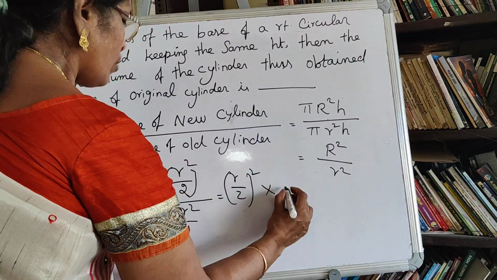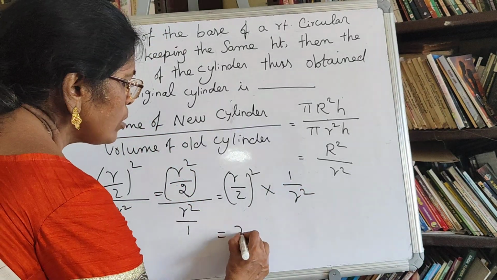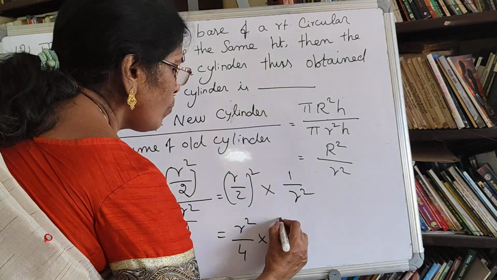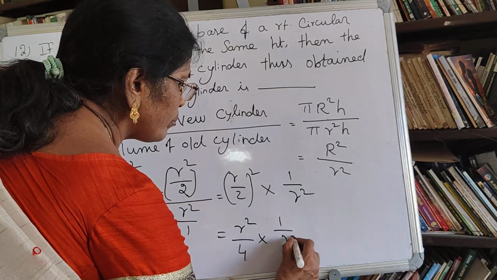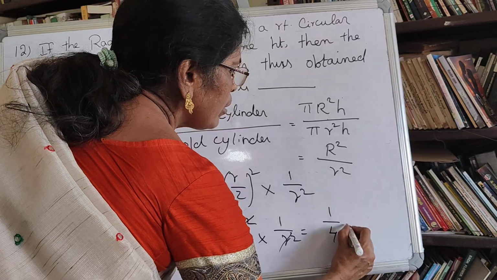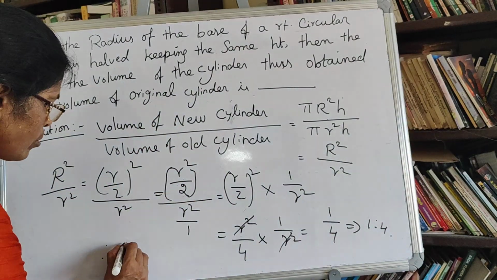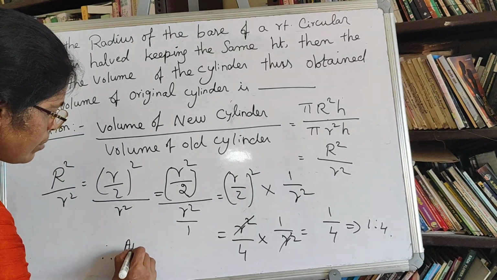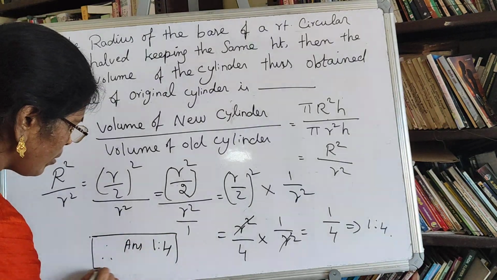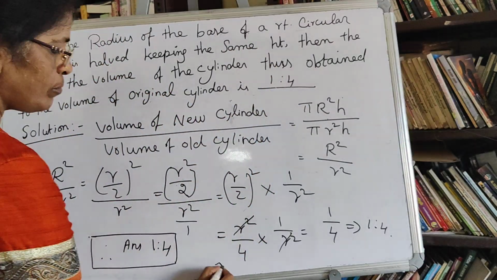into 1 by r squared. So r squared by 4 into 1 by r squared. r squared cancels. 1 by 4 equals 1 is to 4. Therefore, the answer is 1 is to 4. That's all.